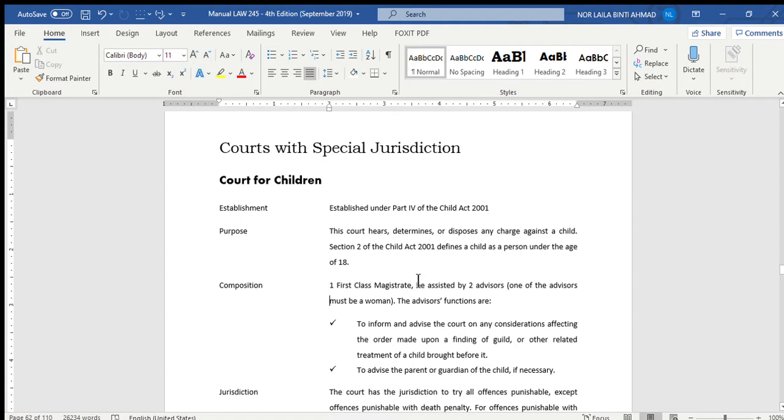Alright guys, now we continue with courts with special jurisdictions. We start with the court for children, also known as juvenile court. It was established under Part 4 of the Child Act 2001. The purpose of this court is to hear, determine or dispose of any charge against a child.